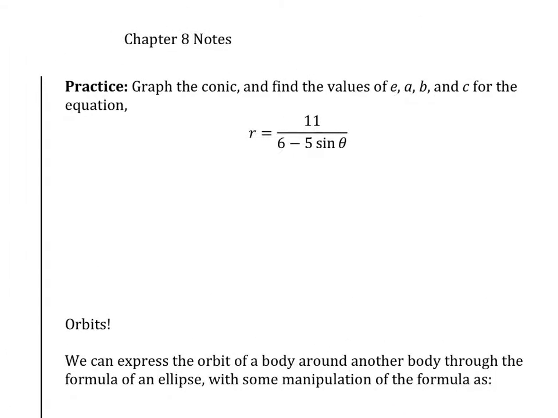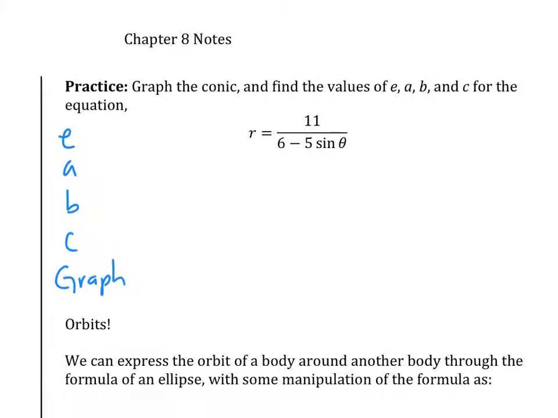All right, this one, they do want you to graph this conic section. They want you to find the values of A, B, C. So if you can't find A, B, C some other way, find it another way. Changing it into standard form may be the easiest way to find A, B, C. Okay, so go ahead and try that. Find E, A, B, C, and then graph.